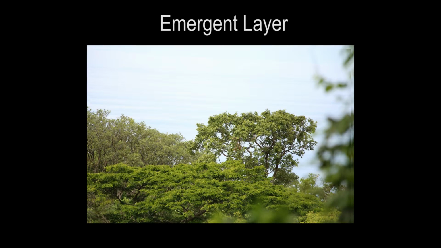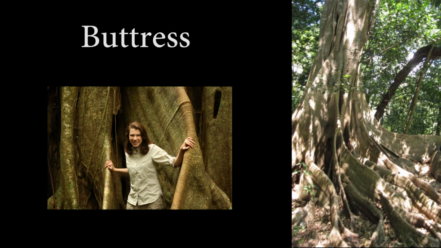The top layer is called the emergent layer, and it consists of trees up to 240 feet tall with umbrella-shaped canopies. To support their giant structure, they usually grow something called a buttress, which is a part of the root system that emerges out of the ground and is connected to the trunk for extra support.